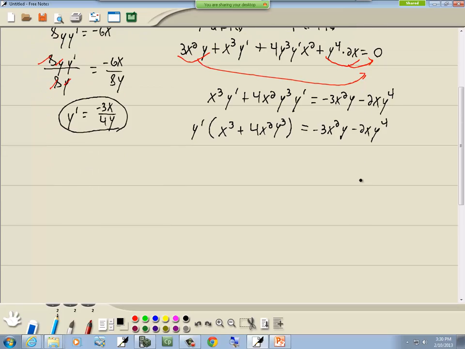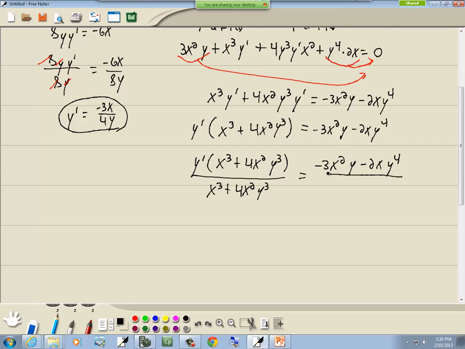Now our goal is to get the y prime by itself, so we'll divide both sides by what's behind our y prime. So we'll divide both sides by x to the third plus 4x squared y to the third. Do the same over here. And when we do that, this x to the third plus 4x squared y to the third cancels with this.